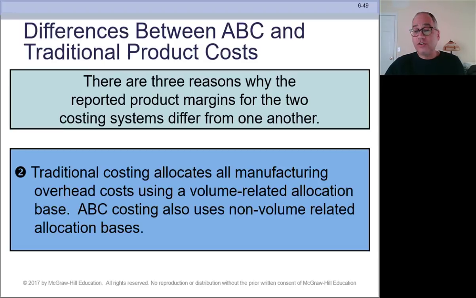Traditional costing allocates all manufacturing overhead using a measure of volume, whereas ABC costing is much more flexible. Traditional costing is just going to be direct labor hours, direct labor costs, or machine hours. That's pretty much it, and it's usually just direct labor hours. Activity-based costing could use all sorts of measures: number of orders, number of designs, whatever you can think of could be used. And therefore, these non-volume related allocation bases could give you a much more accurate measure.